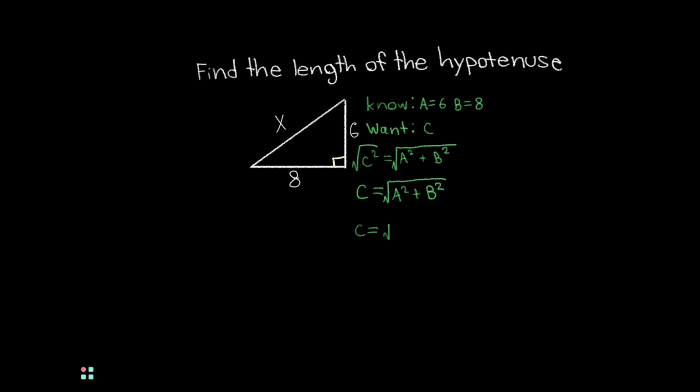So we have C is equal to the square root of 6 squared plus 8 squared. C is equal to the square root of 36 plus 64. C is equal to the square root of 100. And we know that the square root of 100 is 10. So this is what C is equal to, which is the length of our hypotenuse.